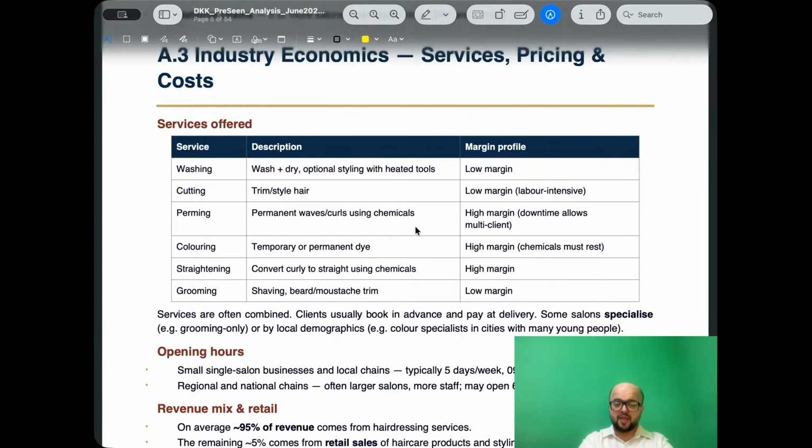Grooming is shaving. Yeah, this I do know. Shaving, beard, mustache, and all of that. Again, this is a low margin activity. So your perming, coloring, straightening seems like a high margin group. This has a high margin. The other three fall into the basic category, so low margin products.